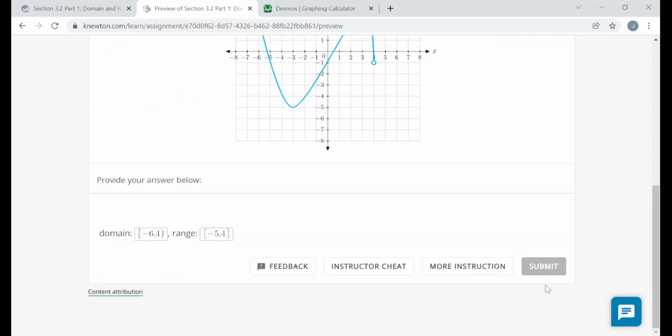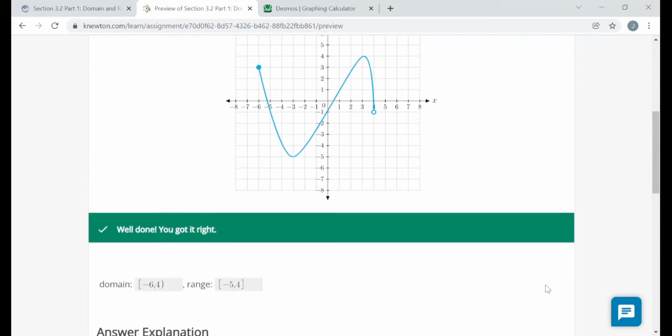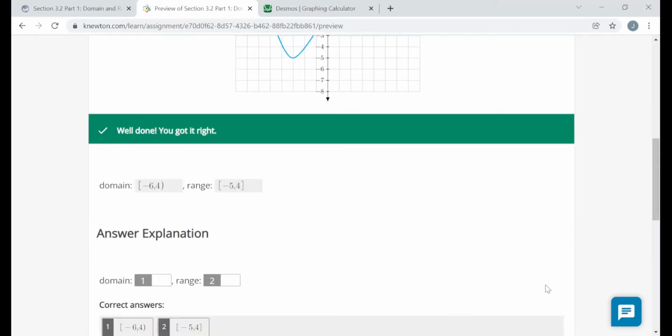Okay, wonderful. And just pay attention to if there are arrows or solid points or open points at the ends of these things.